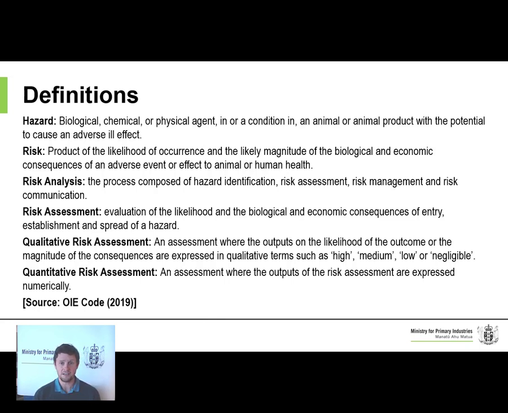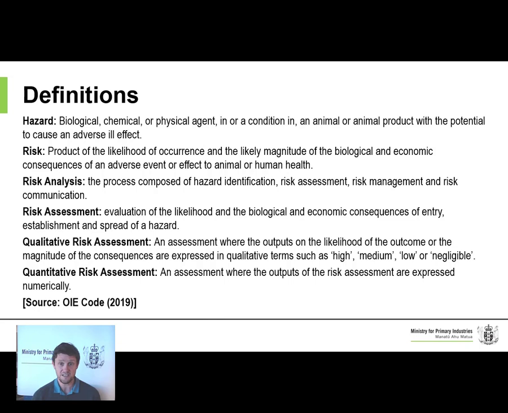Qualitative risk assessment, an assessment where the outputs on the likelihood of the outcome or the magnitude of the consequences are expressed in qualitative terms such as high, medium, low or negligible. And we mentioned last week, and in this module we will reiterate it again, that the qualitative risk assessment is probably the most important and most frequent type of risk assessment compared to the quantitative risk assessment.